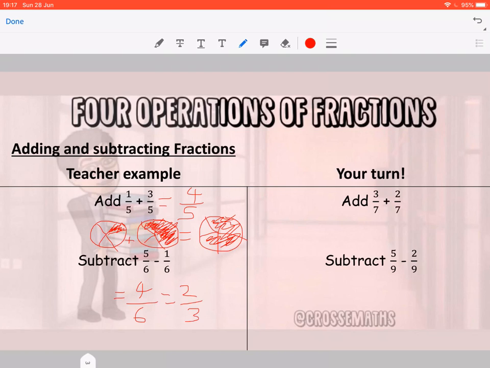Okay, get those examples down on the left, please. Have a go at the right. Okay, it's very, very straightforward. Pause the video now to get those examples down and have a go at the ones on the right.